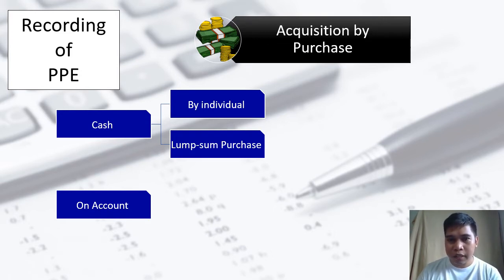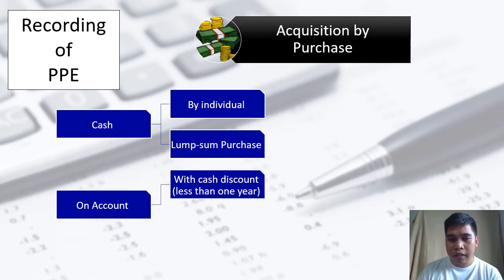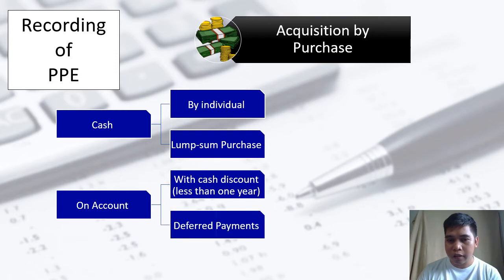Doon naman sa purchase on account, meron po tayong dalawang consideration. Yung una, yung purchase on account pero has to be paid less than 1 year. Then, kapag may component din siya ng cash discount. For example, purchase of property, plant, and equipment on account, pero babayaran mo siya within 30 days, tapos nagbigay ng cash discount available. Ayun po yung purchase on account under cash discount. So, less than 1 year yan. Pwede rin naman tayo bumili ng property, plant, and equipment on account, pero it will be paid for more than 1 year. Ang tawag po natin doon ay deferred payments. Under deferred payments, it will be paid after 1 year pa.